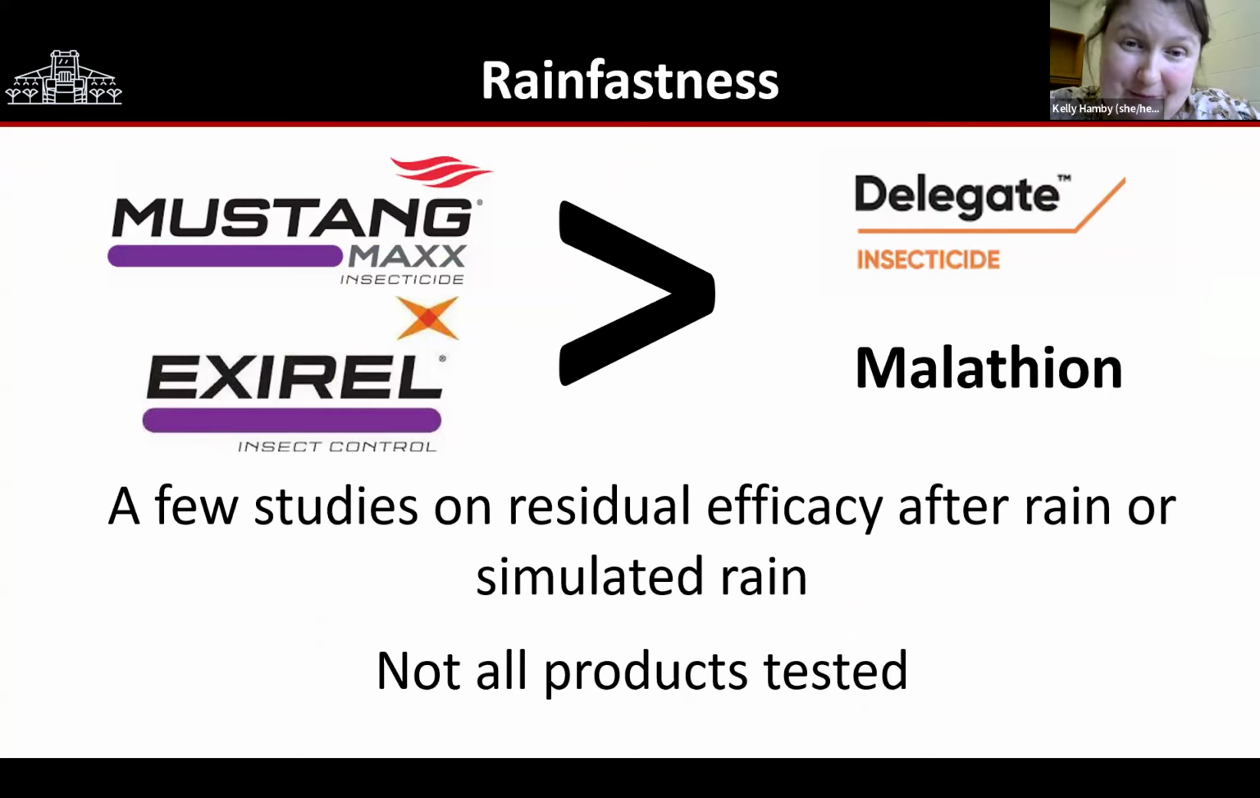The other thing to think about, although not as much this year, is rain fastness. So if it's raining a lot, the rain will wash off the insecticide and you may need to reapply more frequently. There have been a few studies on their residual efficacy after rain or simulated rain that occurred in Michigan blueberries. They did not test all of the products that are available for spotted wing Drosophila, but they did find in blueberries at least that Mustang Max and X-Roll had a little bit longer residual efficacy after rain than products like Delegate and Malathion. So that's also something to think about if you're spraying in a situation where it's raining regularly. That may impact your efficacy and you may need to reapply.